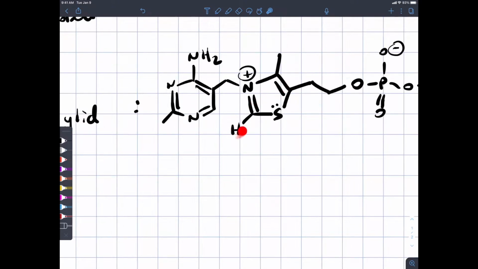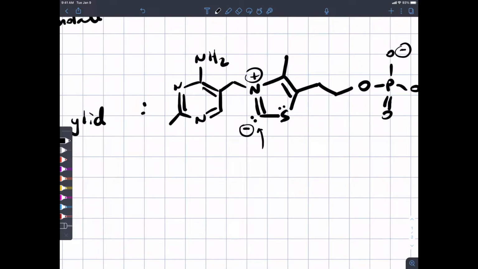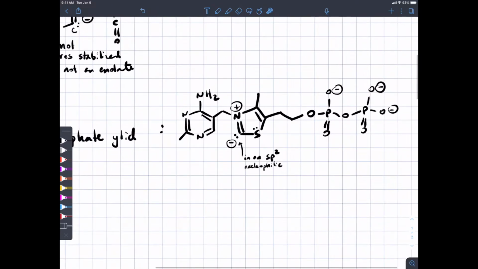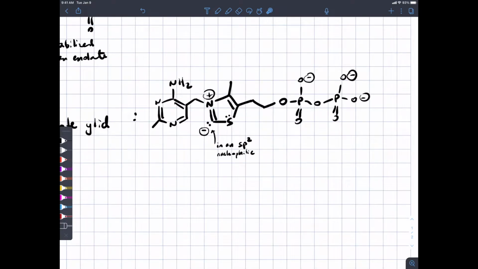But the pKa of this proton is such that it can be removed by a base, and the lone pair that is left behind would be in an sp2 orbital orthogonal to the pi system, and it's going to be nucleophilic. Okay, so that's thiamine pyrophosphate. We're going to see this be both a nucleophile, and we'll see it also being a leaving group, and that has to do with the fact that the pKa of its conjugate acid is relatively low.